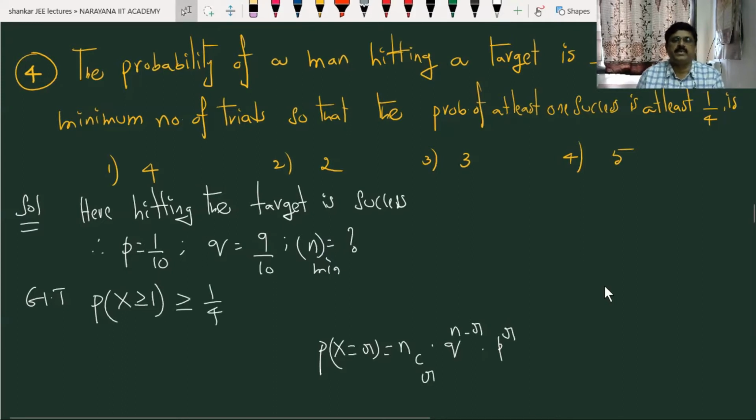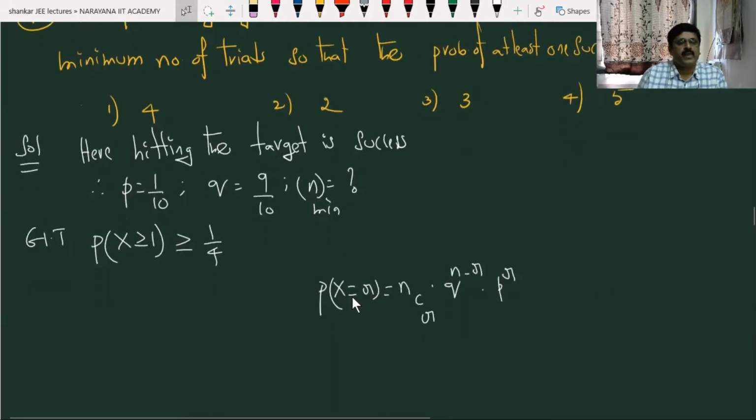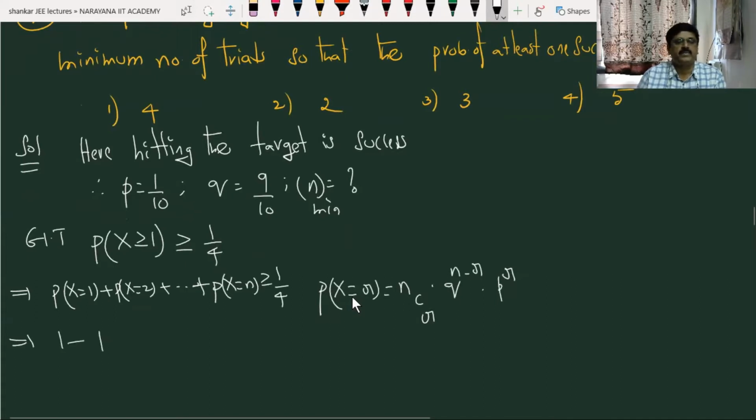So that's it, students. So how to get this? Actually, its expansion is P of X is equal to 1 plus P of X is equal to 2 and so on. Binomial distribution ends at N. So P of X greater than or equal to 1 is greater than or equal to 1 by 4. So better to write this in complement manner. So 1 minus P of X is equal to 0 is greater than or equal to 1 by 4, students. So 1 minus P of X is equal to 0 means what, students? NC0 into Q power N into P power 0 is greater than or equal to 1 by 4.